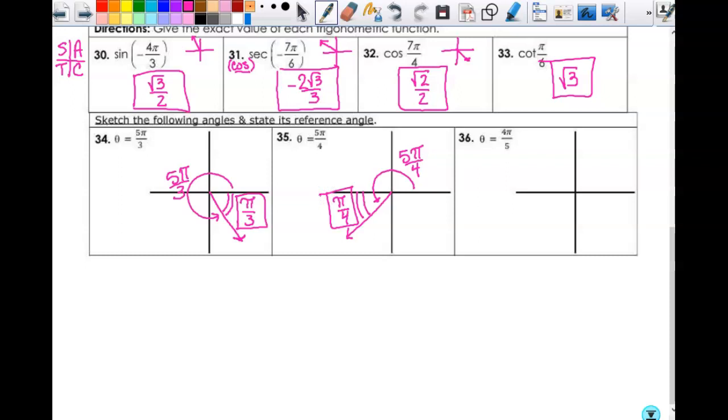Then I have 4 pi fifths. Even though that's not a special angle, we still know that when we get here, that's 5 pi fifths. So 4 pi fifths backs me up some into the second quadrant. So this is 4 pi fifths, which means it gets me pi fifths more to get to the axis. And that's my reference angle. Okay. So there's part 1 to the review. As I said, part 2 will be just a file in the Google Classroom folder, and everybody should be able to do very well on this test tomorrow. Be ready.